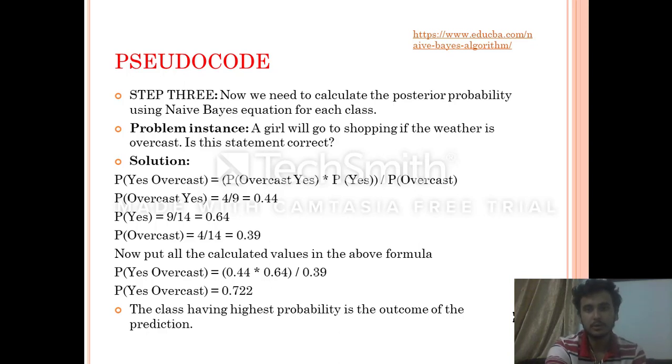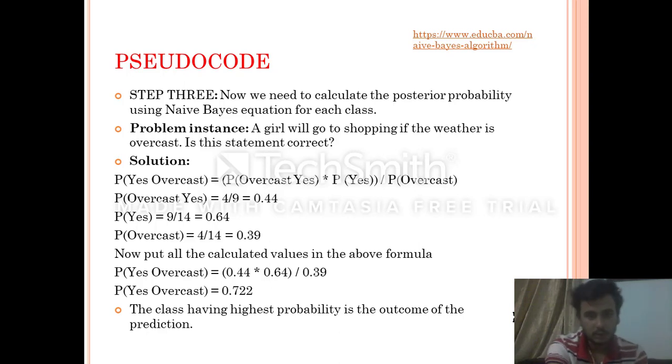A girl will go shopping, so the weather is overcast. Is this statement correct? Using the probabilities calculated from the table, we have to analyze whether this statement is correct or not. For this statement to be correct, we calculate the probability of yes, and for this statement to not be correct, we calculate the probability of no.